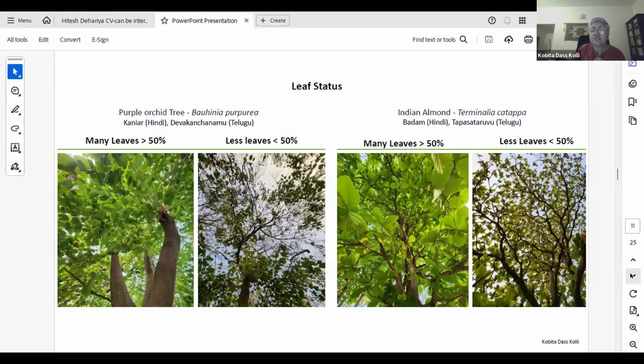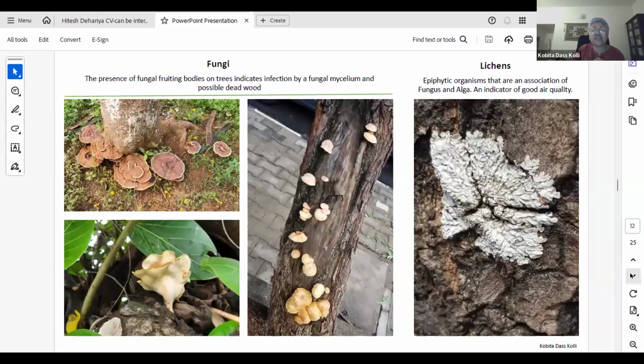Maybe we can skip this. I'm sorry, this was for the tree survey. Okay, so then we have associations with trees. I will deal with the shrubs and climbers and herbs at the end of this. Let me just complete this and I'll tell you about those as well.